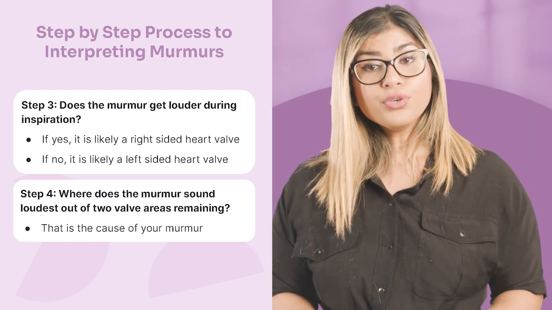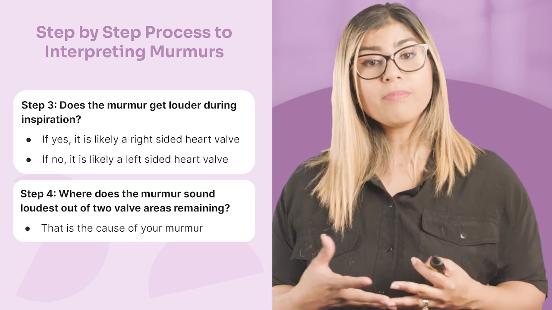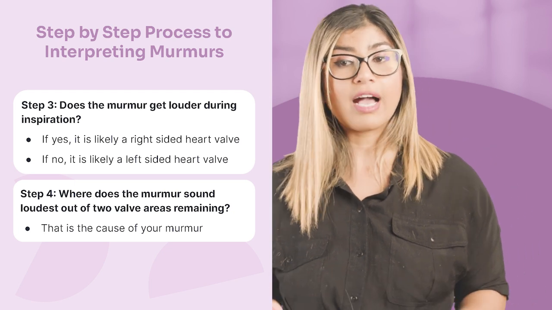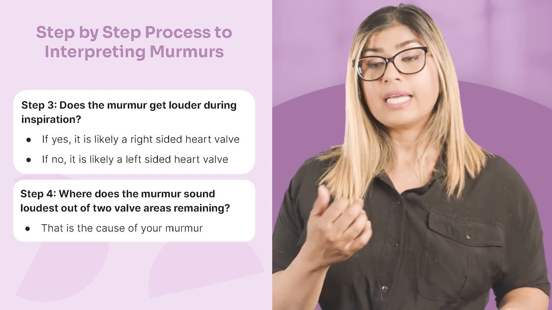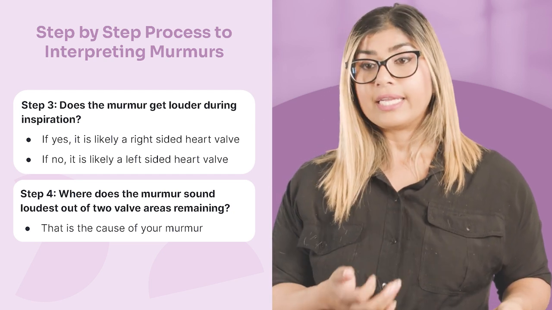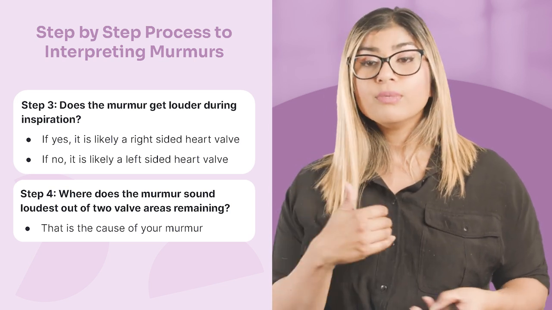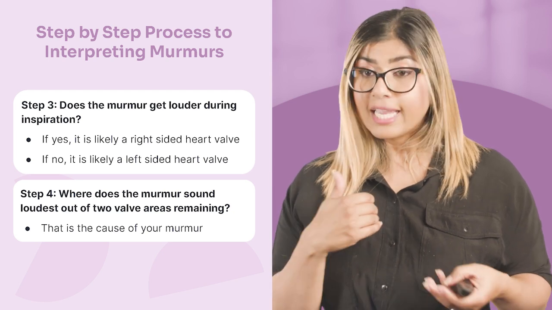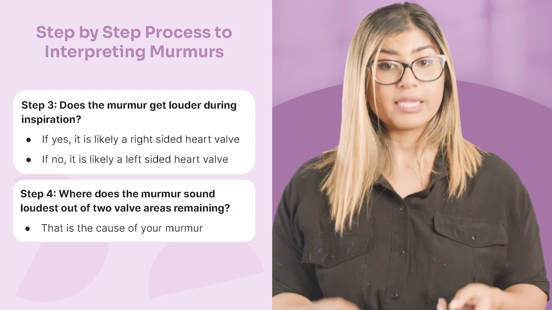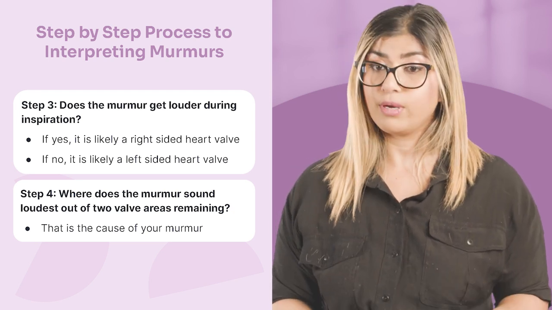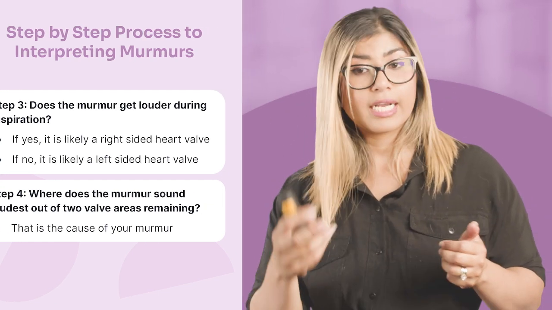So now with only 2 remaining potential causes of the murmur left, Step 4 focuses on assessing where the murmur sounds the loudest out of the 2 valve areas that are remaining to assess. So remember, we had our aortic, we had our pulmonic, we had our tricuspid, and we had our mitral. So we're going to listen to whichever 2 murmurs we think it could still be, and depending on which side sounds the loudest, this is likely going to be the valve that's involved and the associated issue that's causing the murmur. So whether it's regurgitation or stenosis of the aortic, pulmonic, tricuspid, or mitral valve.